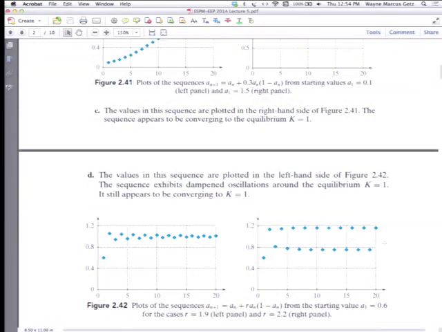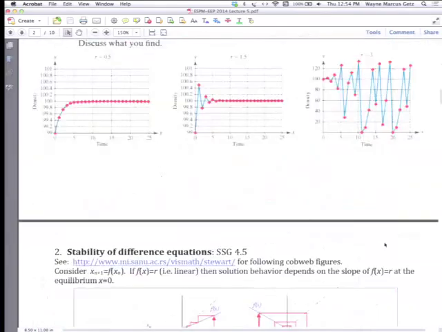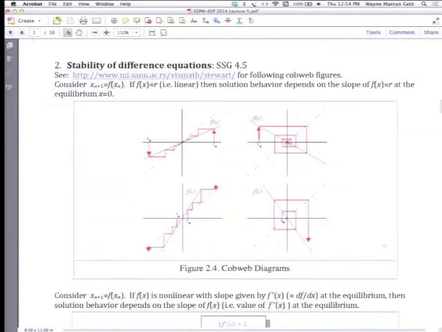Here you see that the behavior is periodic, so we call that a 2-cycle. So why does this happen? Our cobweb diagrams can help us understand this. So I'm going to switch the light on.